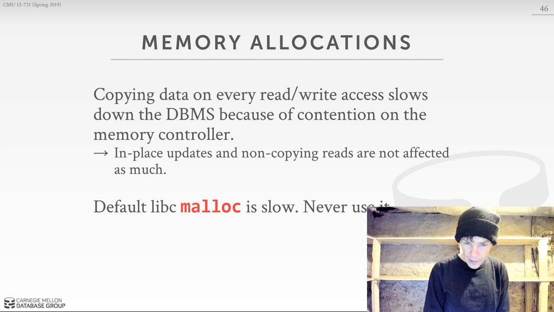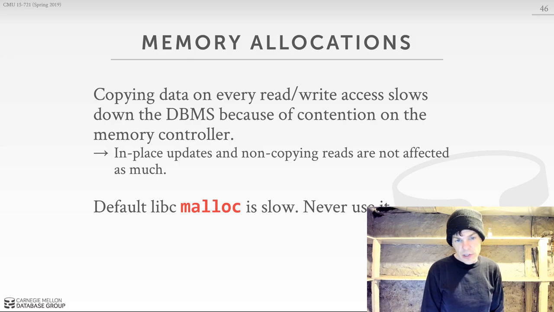But we'll cover that later on when we talk about storage. The main takeaway from this is that libc malloc is super slow. We want to use jemalloc or tcmalloc. And in our own system, we use jemalloc. And it's much, much better.